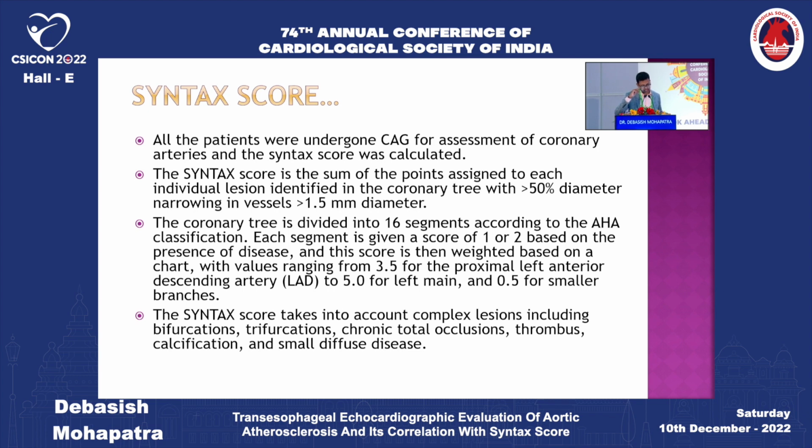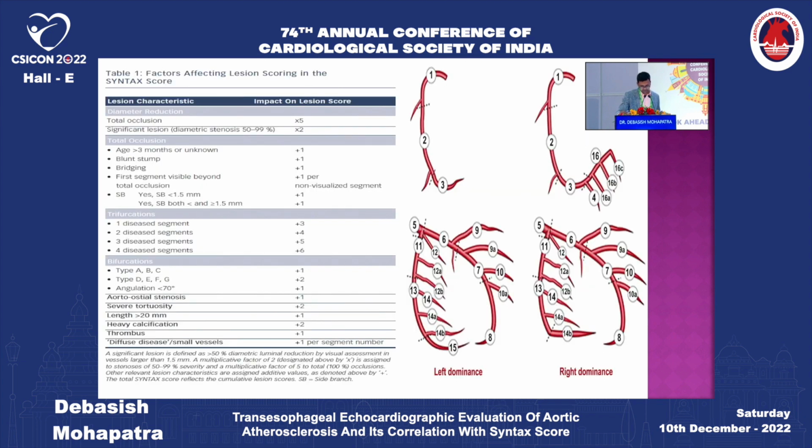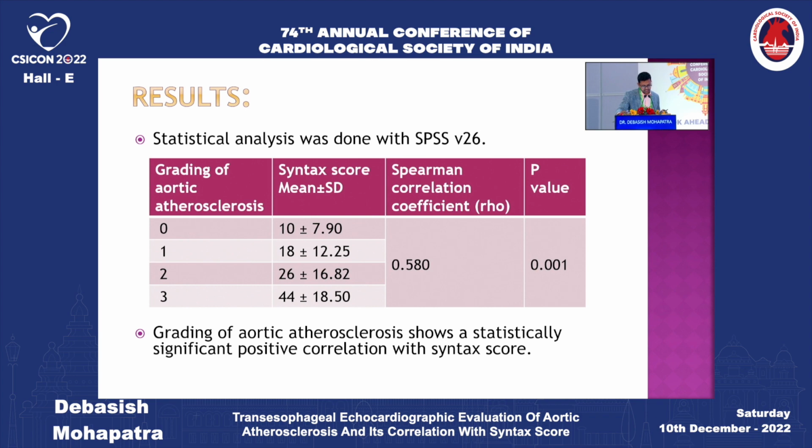The Syntax score is the sum of the points assigned to each individual lesion identified in the coronary tree with more than 50% diameter stenosis in vessels more than 1.5 mm. Then statistical analysis was done with SPSS version 26 software, and this shows the grading of aortic atherosclerosis.